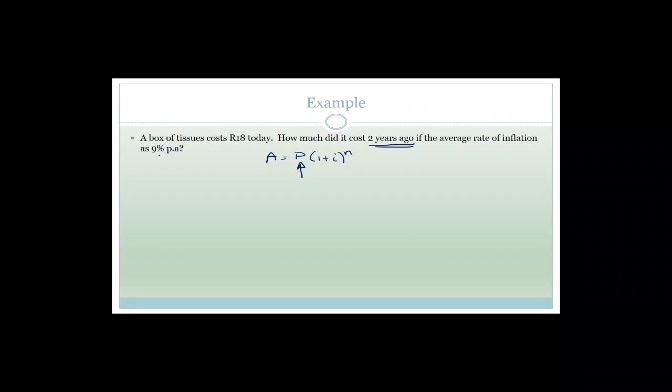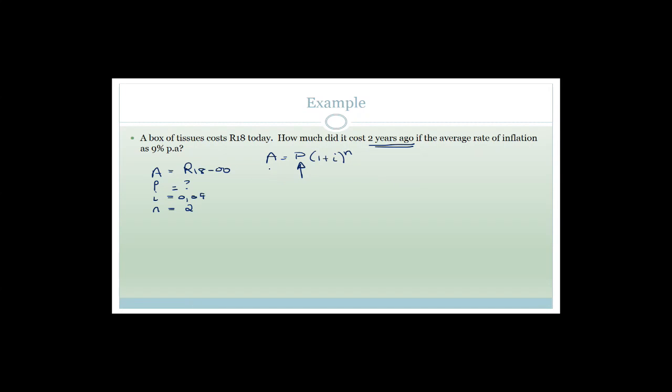Because of the two years ago, okay? So we say A, P, I, and N. The N is 2. The interest rate is 0.09. The P is what we want to find. We want to know how much it cost 2 years ago if it is now costing R18.